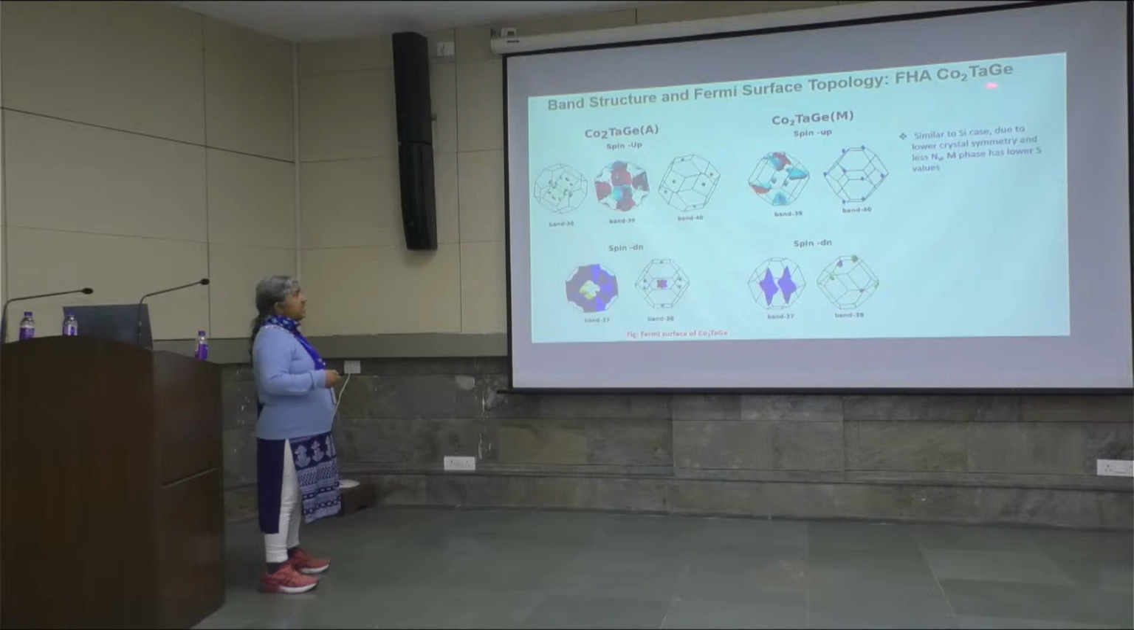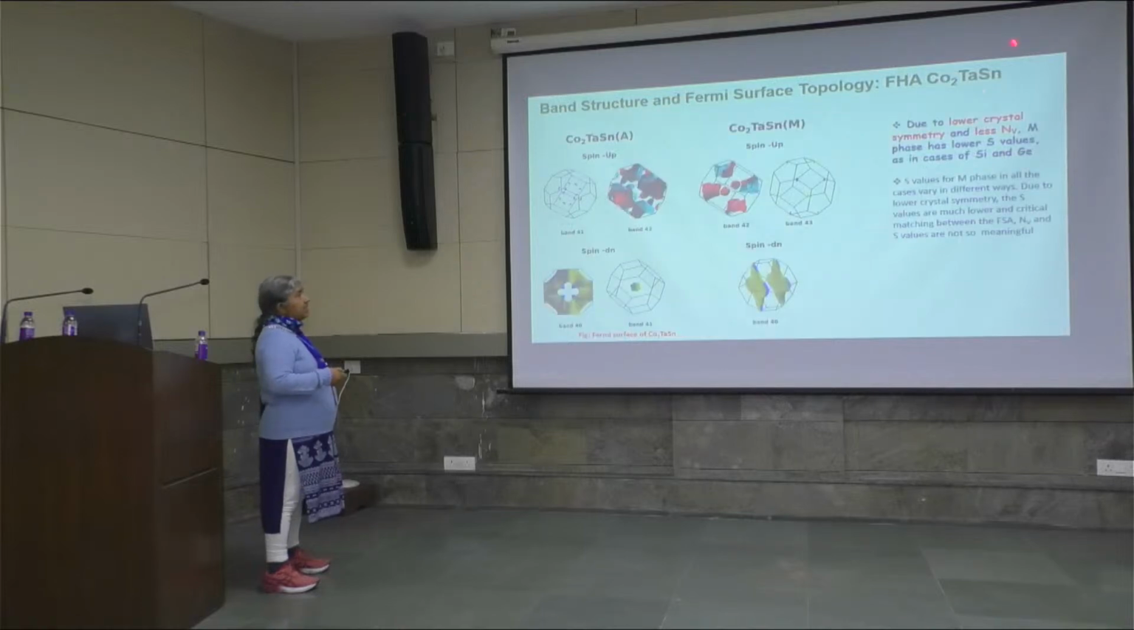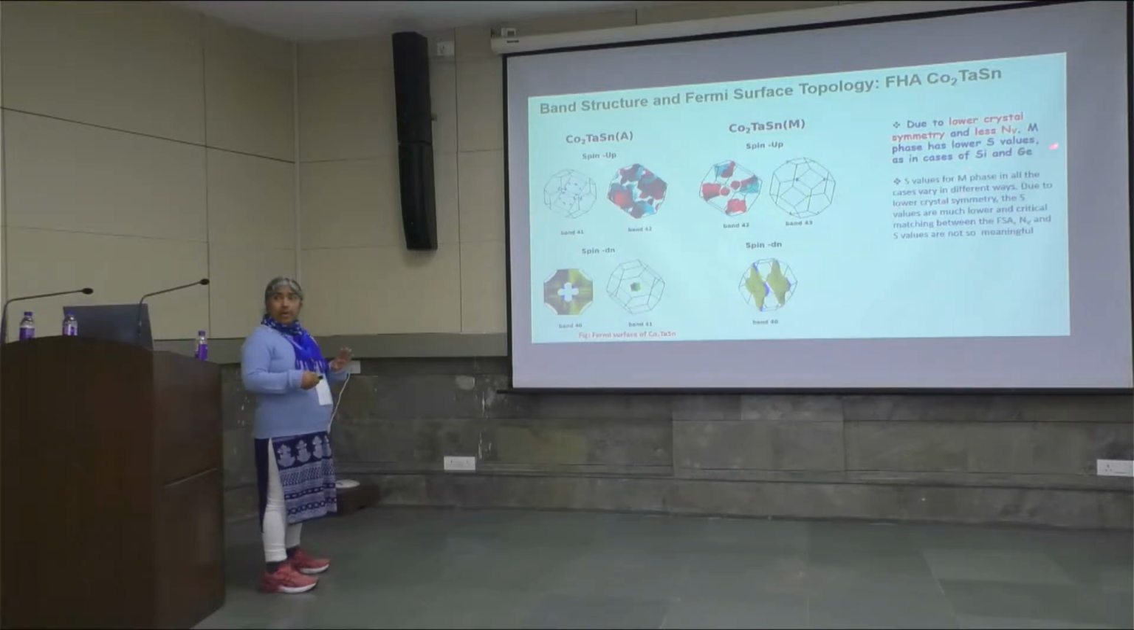Similarly, for Co2TaGe, we have observed the same thing. Here, because the band structures are very similar, I show only the Fermi surface and the Fermi surface areas. And again, it is very similar for Co2TaSn also. The band structure is similar, and due to lower crystal symmetry and lower NV value, the M phase has lower S values, as in the cases of Si and Ge. And we have seen that for the M phase, S values vary in slightly different ways. It is not very systematic, but since these S values are too low, critical matching could not be meaningful.